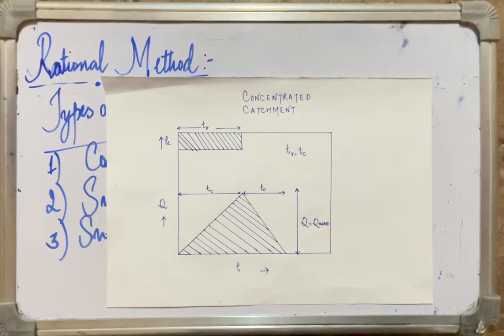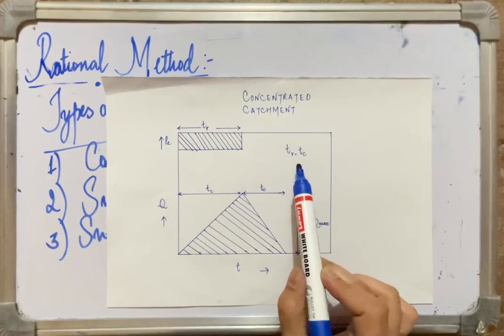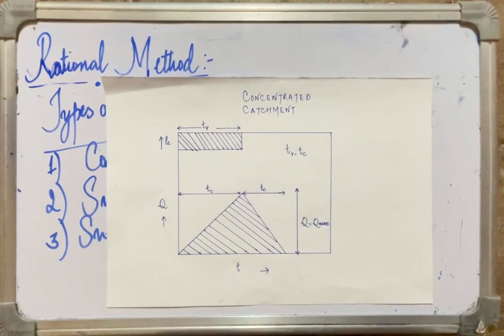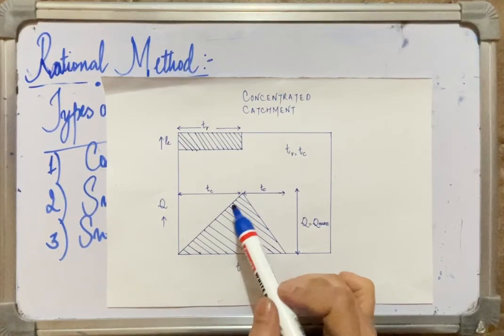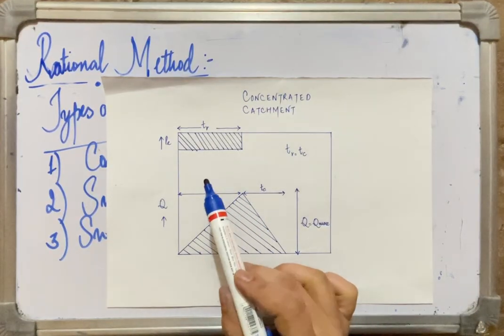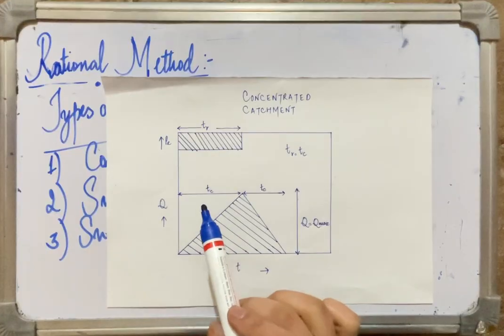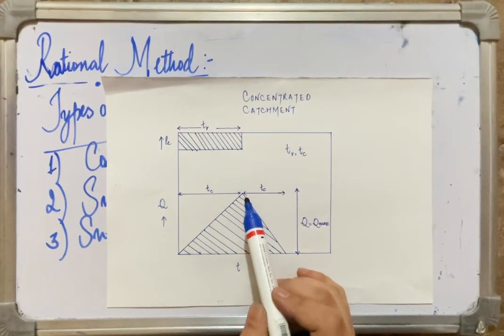All right, so we can say that in a concentrated catchment, the time of concentration is equal to the rainfall duration. TR is equal to TC. In a concentrated catchment, the time of concentration is equal to the rainfall duration in that particular area, because the runoff concentrates at the outlet and it reaches its maximum rate after an elapsed time, which is known as the concentration time. Rainfall stops at this time.